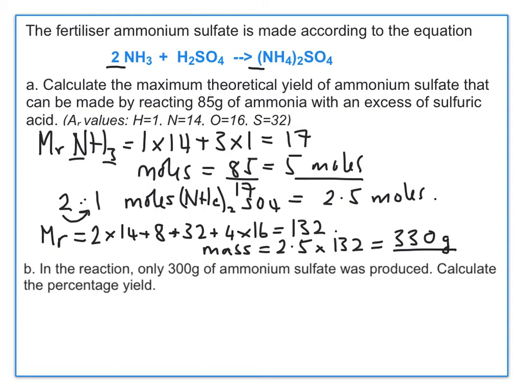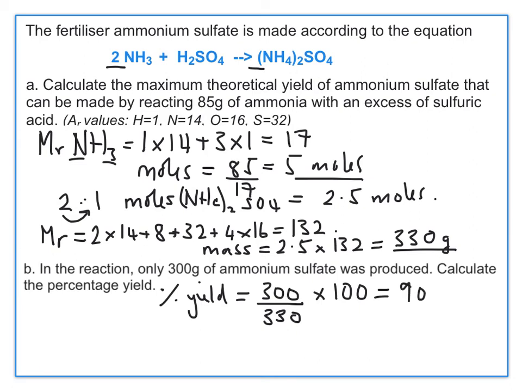Let's move on to part B then. So we know how to find out the percentage yield, and we're told that only 300 grams of ammonium sulfate was produced. So I go back to my equation, my mathematical expression, percentage yield equals yield divided by maximum theoretical yield. So the yield is 300 grams. The maximum theoretical yield we just calculated in the previous part, and that was 330, and then times 100 because it's a percentage. And that gives us 90.9%. And once again, always worth just putting it to 3SF and making sure it's all really nice and clearly laid out.